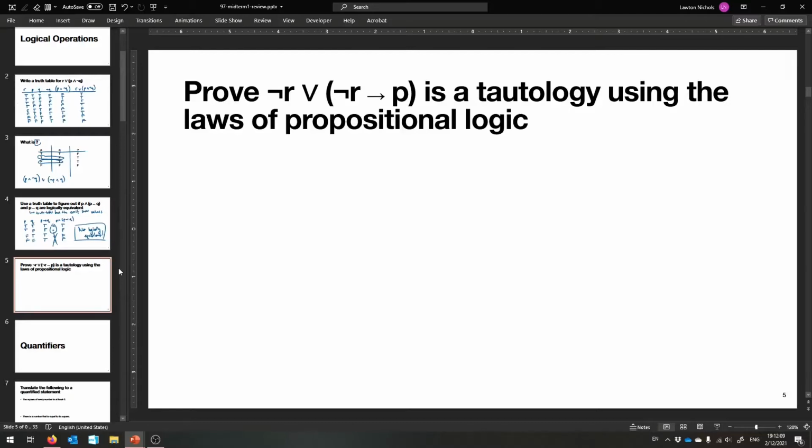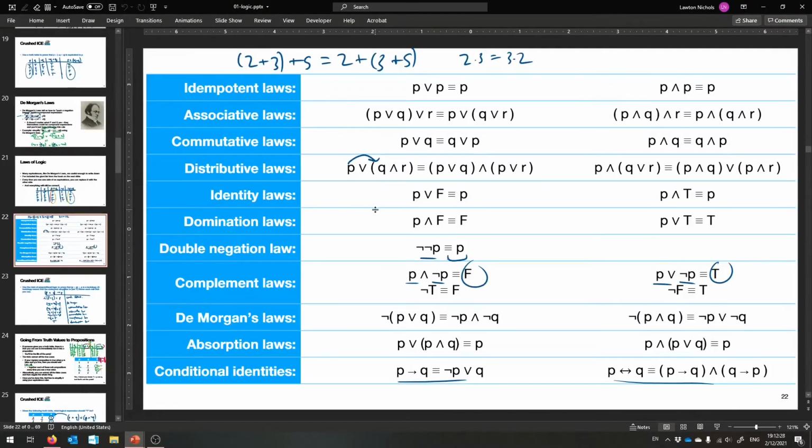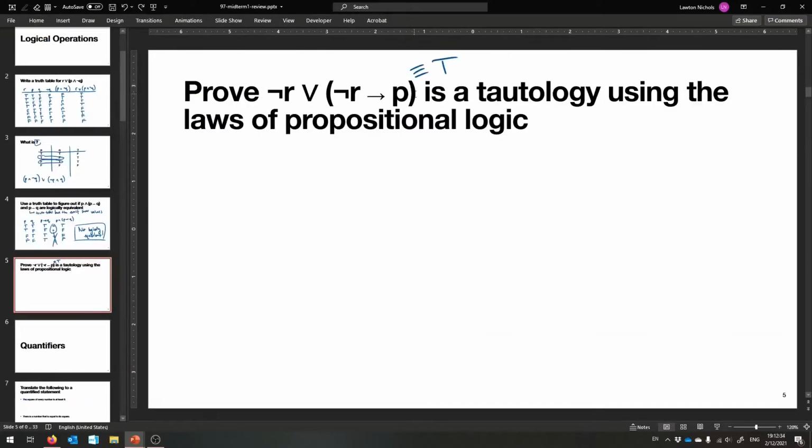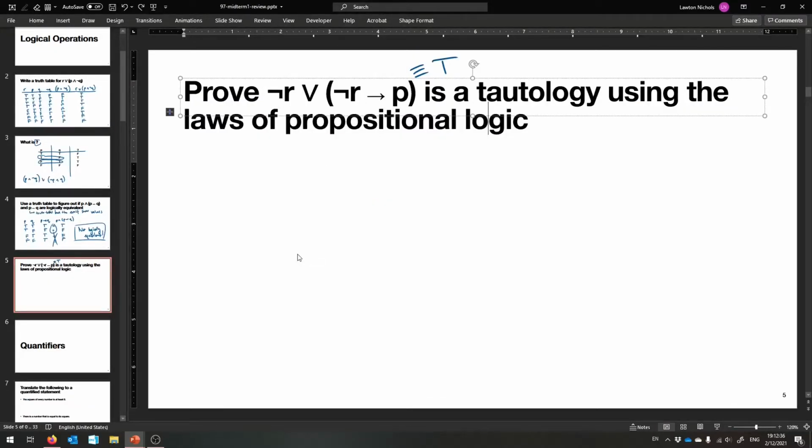Okay, let's prove that this is a tautology using the laws of propositional logic. So remember that a tautology is just this becomes true. It's always true no matter what, apparently, R and P are. Okay, that is the idea. And so we're going to use the laws of propositional logic to get ourselves there. And here is the table that I have reopened up. So let's use this to make all this work out.